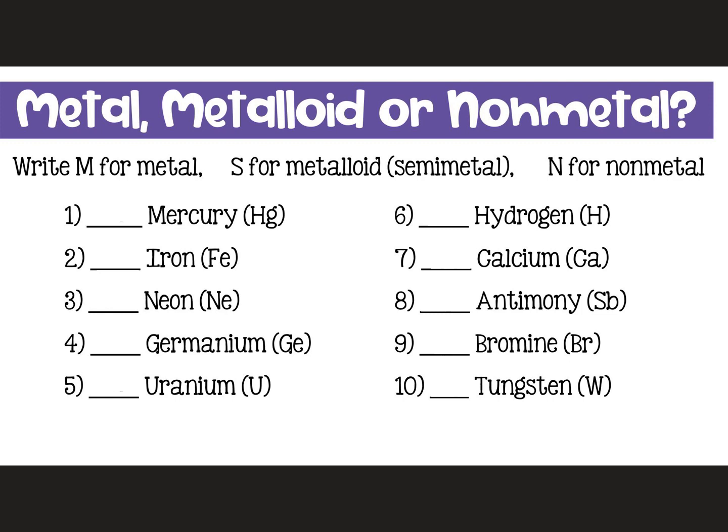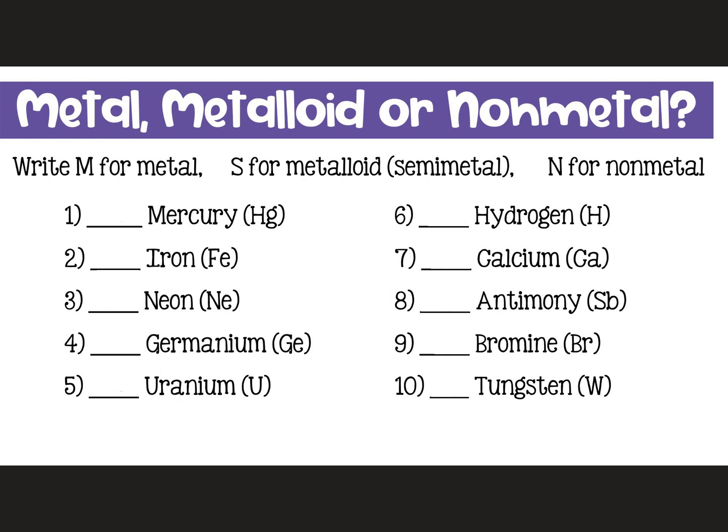Hydrogen, H, is atomic number 1. It is the only nonmetal on the left side of the periodic table. Calcium, Ca, is atomic number 20. It is part of the metals. Antimony, Sb, is atomic number 51. It is part of the staircase elements, making it a metalloid or semi-metal. Bromine, Br, or atomic number 35, is a nonmetal.